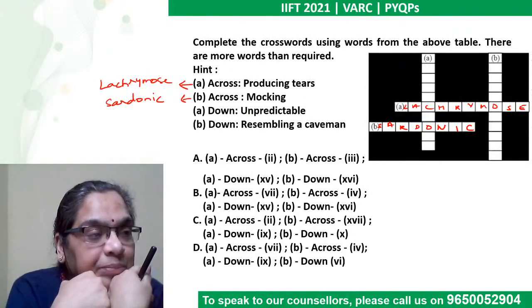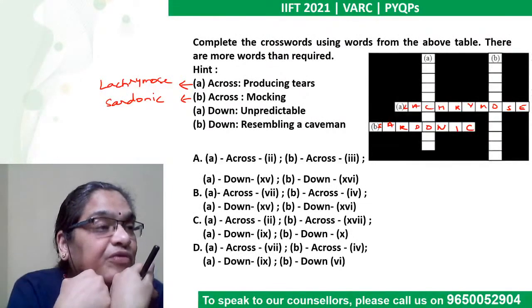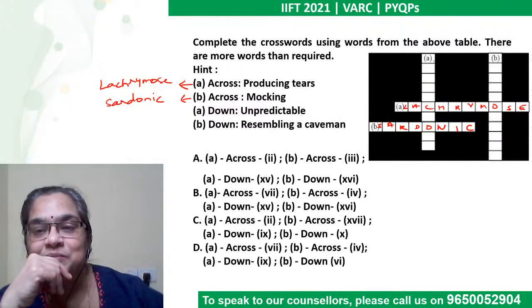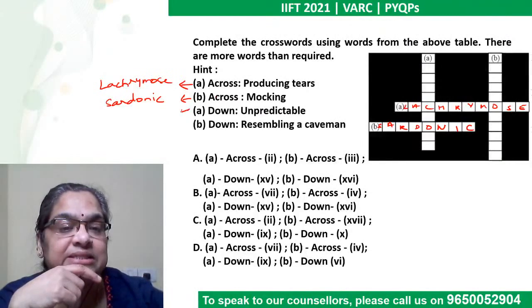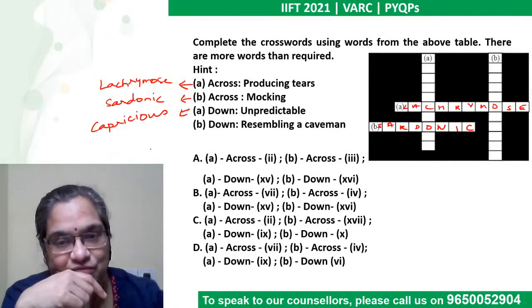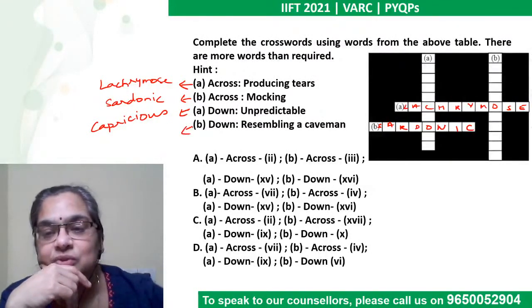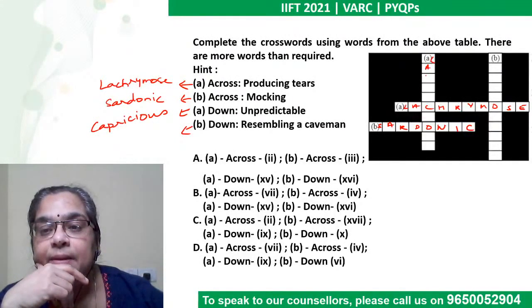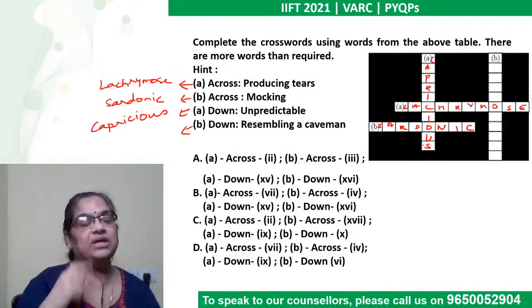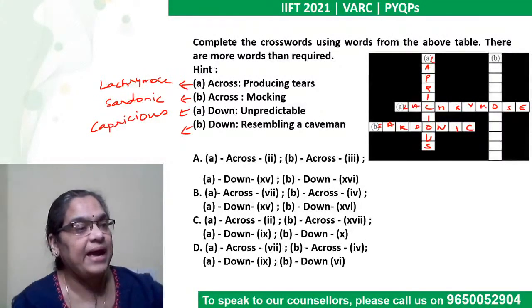All right. A down. Unpredictable. Like some of our ministers. Yes, mystery talks. Capricious. Okay, unpredictable is capricious. CAPRICIOUS. Capricious. Very good. Reserve. So A down, right? CAPRICIOUS.